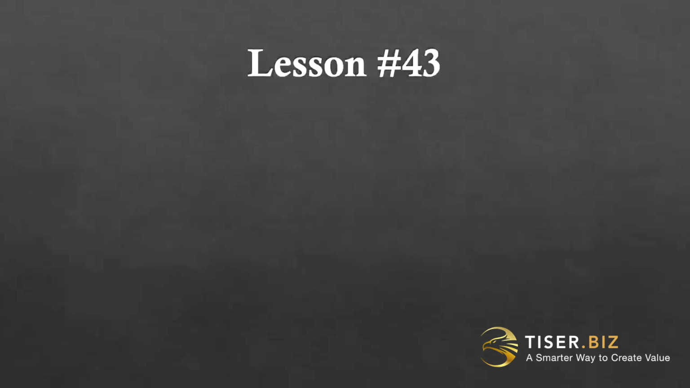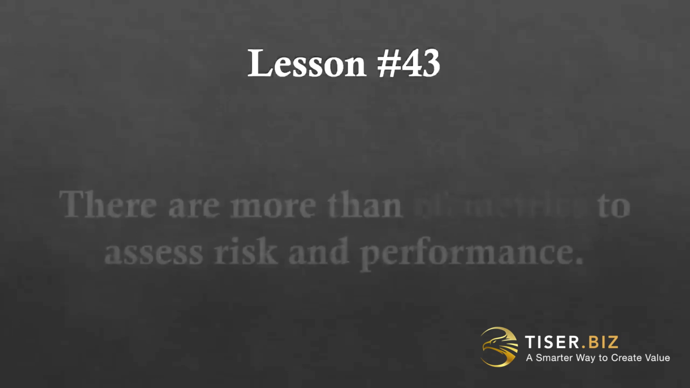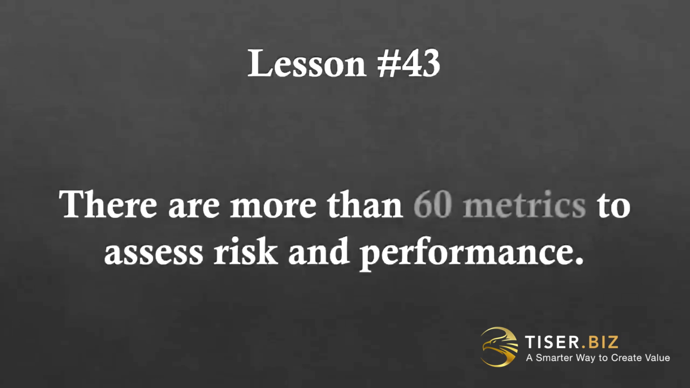Lesson number 43. There are more than 60 metrics to assess risk and performance. The fact that there are more than 60 metrics to measure risk and performance is evidence that measuring performance is not so simple. There are all kinds of mathematical and statistical traps a trader can fall into when attempting to learn if his results are consistent, if they are better than a benchmark, and if they are the result of skill rather than mere chance.